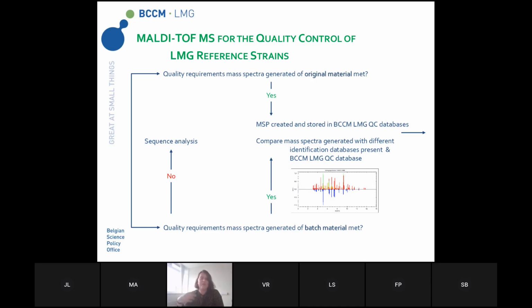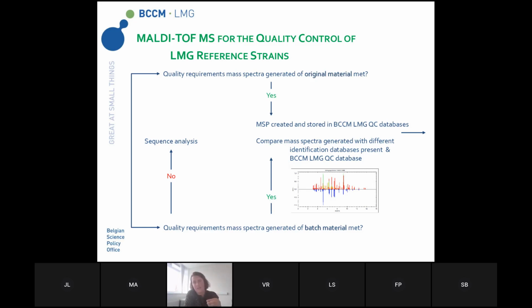For the batch material, if we generate mass spectra, we compare those mass spectra with the different identification databases that we have, and also with our BCCM LMG QC database. The thing with this part is that we often get no hits if we just compare the mass spectra with our identification databases, because most often the strains that are deposited are novel described species. So we have no hits, but this tool makes it possible to compare the mass spectra.